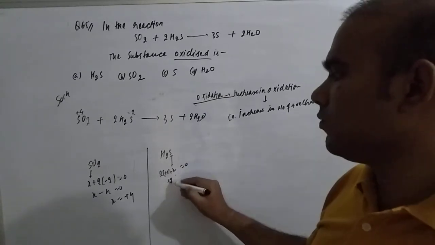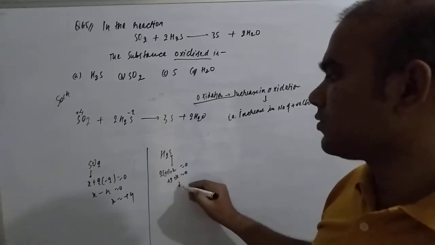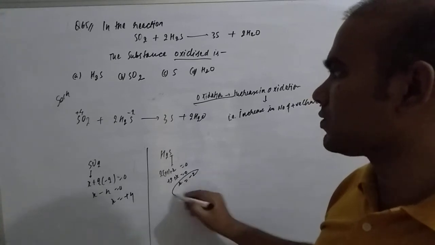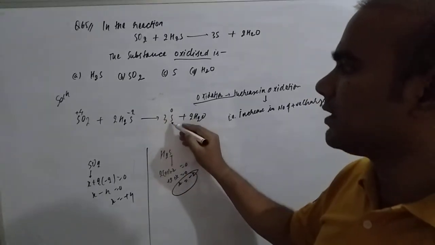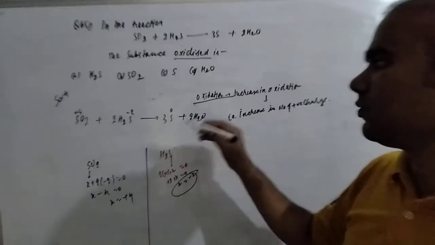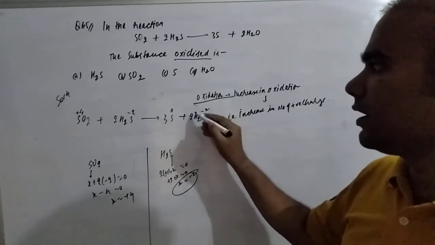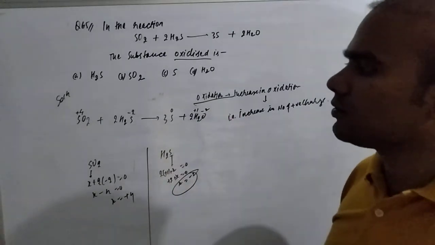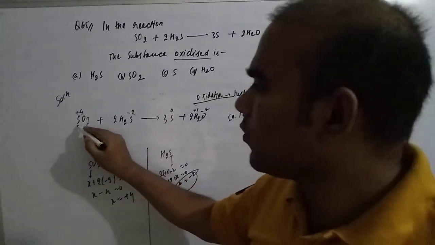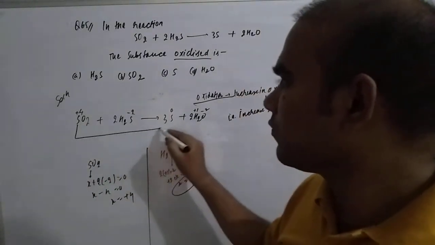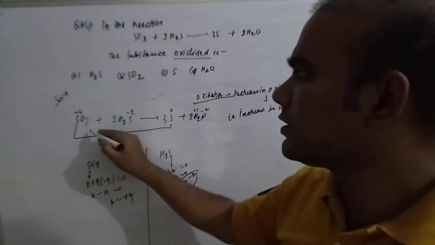So plus 2 plus X is equal to 0. So X on the right side is minus 2. That is okay. Here the elemental state is there, so the elemental state is 0. Here it is minus 2 and here it is also plus 1. So see, check here, student. 4 2 4 2 4 2 0. So this is 4 2 0.